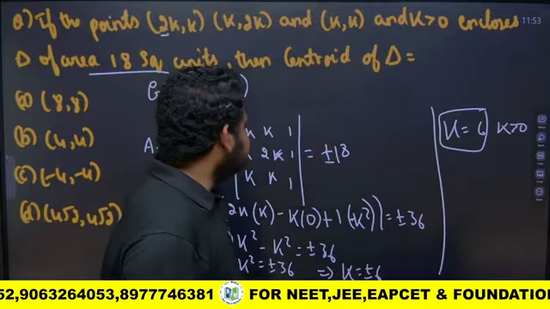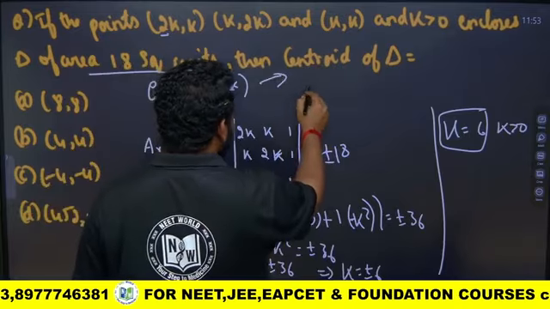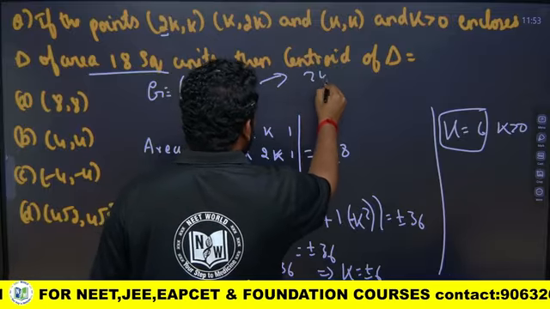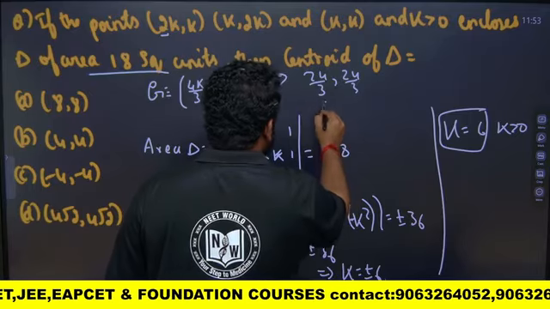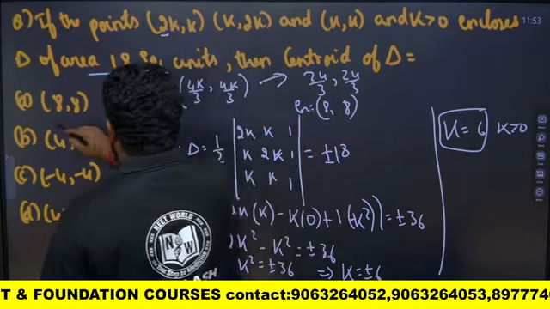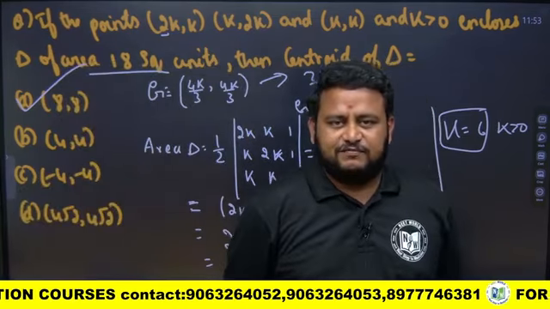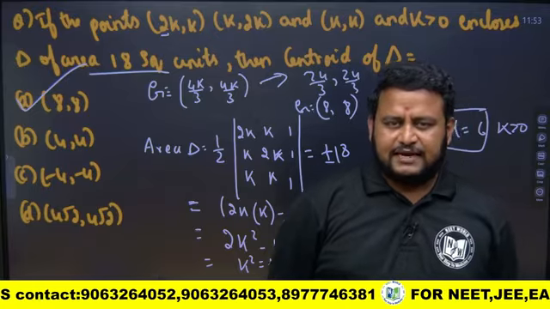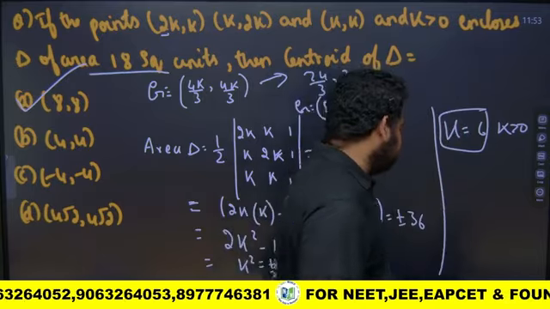Once I got k, then I can get g easily. So this will become what? This will become 4k. 4k is nothing but what? 4 into 6 is 24 by 3. This will also be 24 by 3. So centroid g will be equal to 8 comma 8. That is option A. Very simple question. Got it? First we will find the area of the triangle and we will get the value of k, and the centroid value will be equal to 8 comma 8. Simple. Got it? Fine. Let's move to the next one.